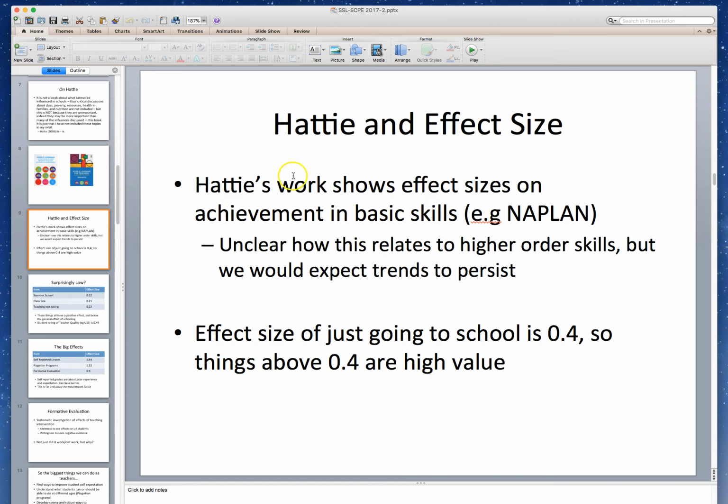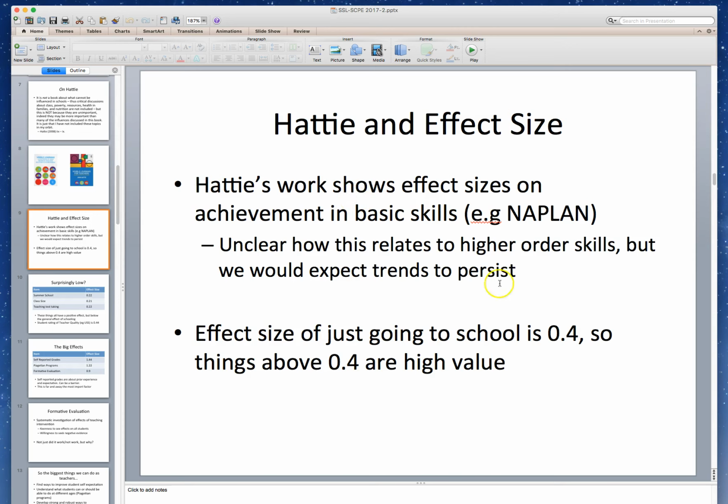Okay, so he shows how certain interventions in school and certain approaches to schooling increase achievement in basic skills, things like NAPLAN. Now one critique is we don't actually know how that relates to higher order skills, but there's an expectation that if they're increasing NAPLAN results, then that's also meaning an increase in higher order skills. We can't guarantee that. That's just an assumption that he's making.